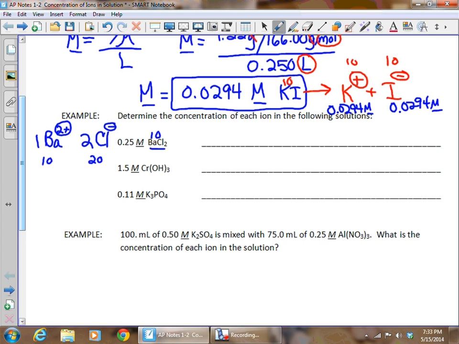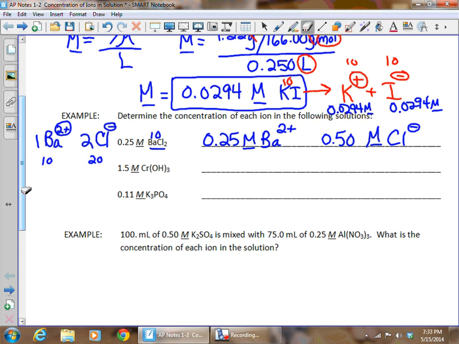So what does that mean? That means that we're going to have a 0.25 molar concentration for the barium ion, but we're going to need to double that concentration to get the concentration of the chloride. So 0.25 molar, I'm sorry, I said double it, but then I didn't. 0.50, multiply it by 2, 0.50 molar chloride ions.